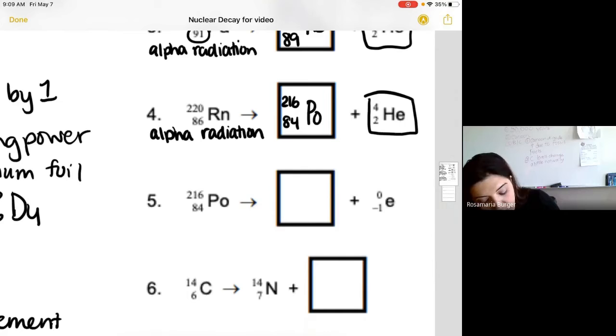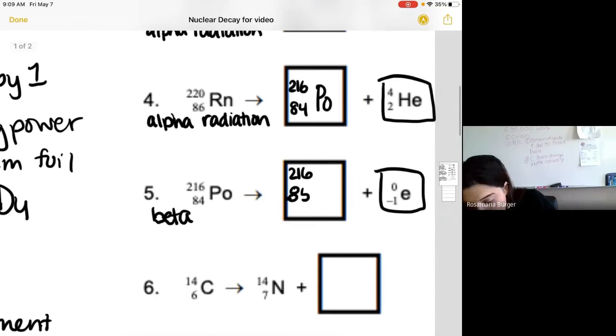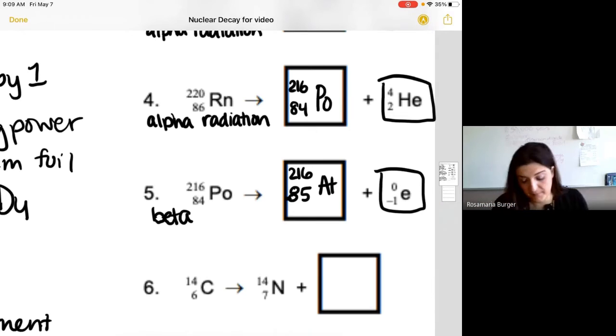Okay. So number 5, this is showing us that we have beta radiation. This is beta because that's a beta particle. That should be a T. So this number is not going to change. It's going to stay 216. The number 84 is going to go up to 85. And that's going to be astatine. Okay, you're going to need a periodic table for this, guys.